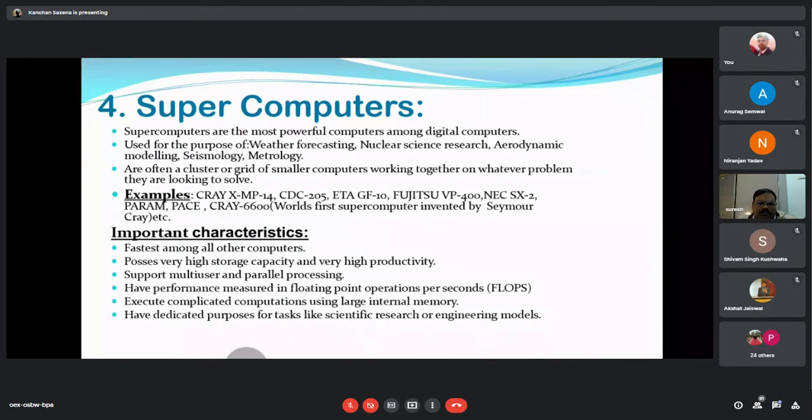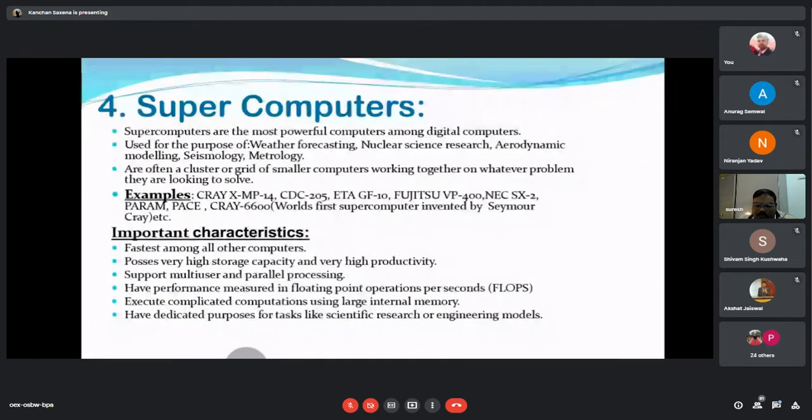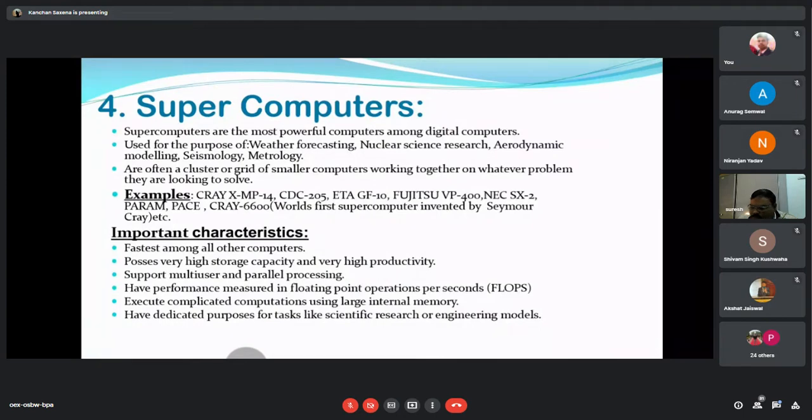Now, the fourth kind of computers are supercomputers. These are the most powerful computers among digital computers. They are used for the purpose of weather forecasting, nuclear science research, aerodynamic modeling, seismology, meteorology. They are often a cluster or grid of smaller computers working together on whatever problem they are looking to solve.